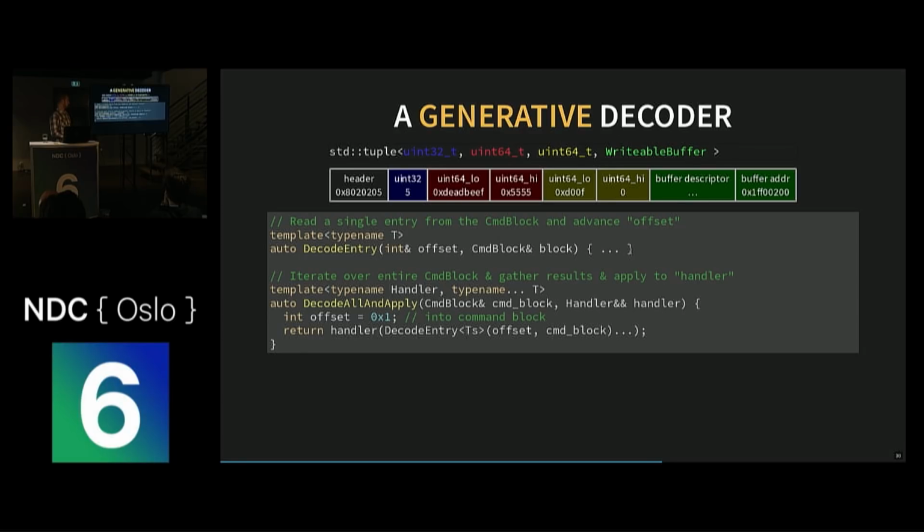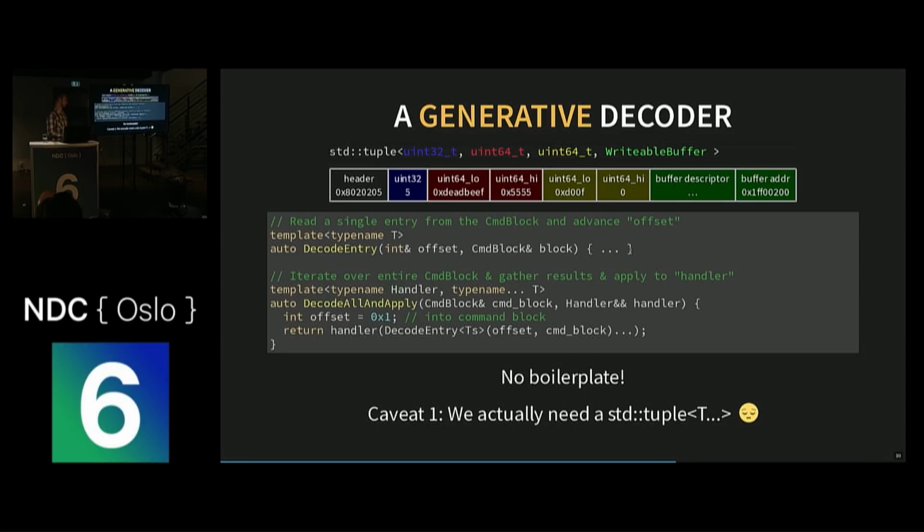Right, to get back to the full example here, now that you've seen this, we have our decode all and apply function. It just uses a parameter pack expansion to step through the entire buffer, blue, red, yellow, green, one by one, and gather results and call the function handler for that. Now, there are two caveats with this. First of all, there's no boilerplate, which is always nice. But there are two caveats.